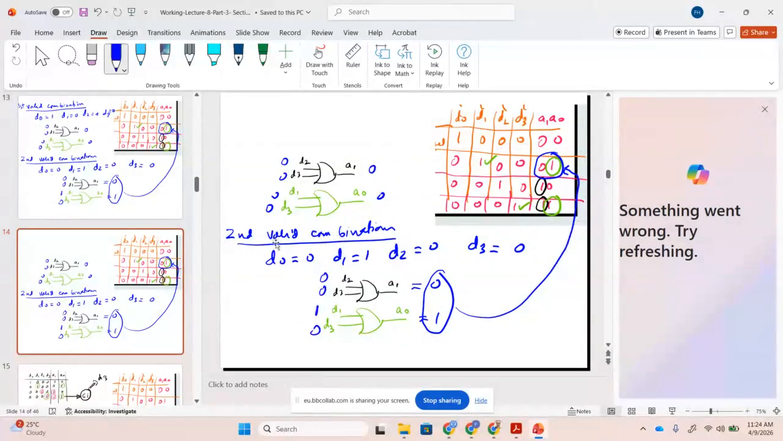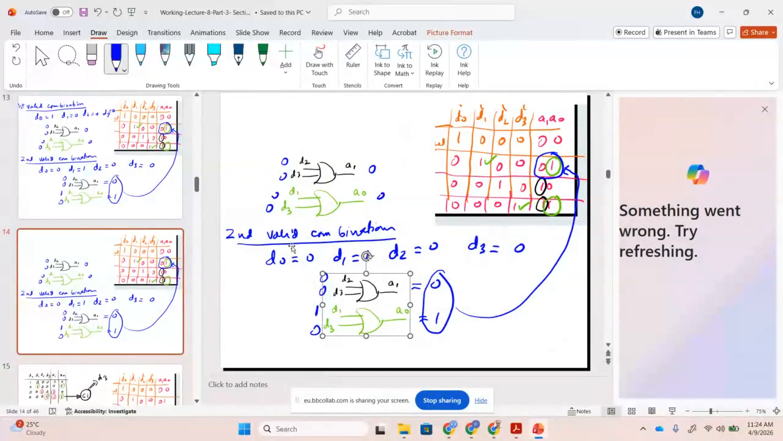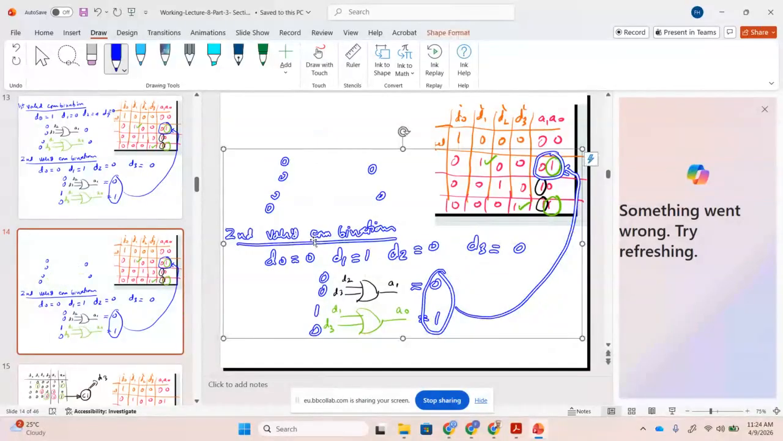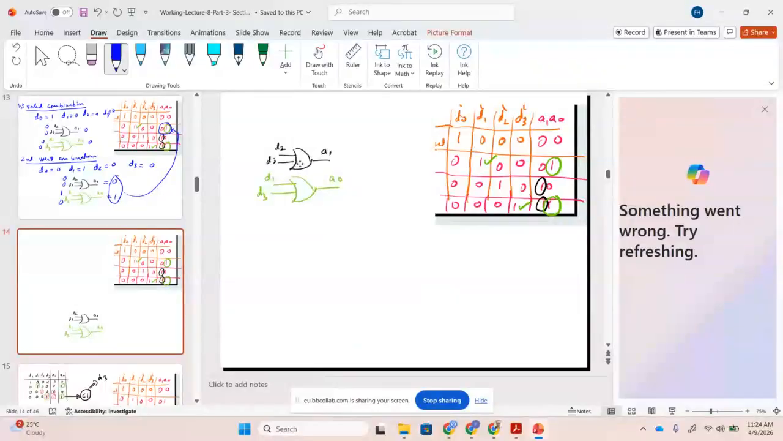Okay, I can make it here. What is my third valid combination? Can you tell me the third valid combination? Yes.